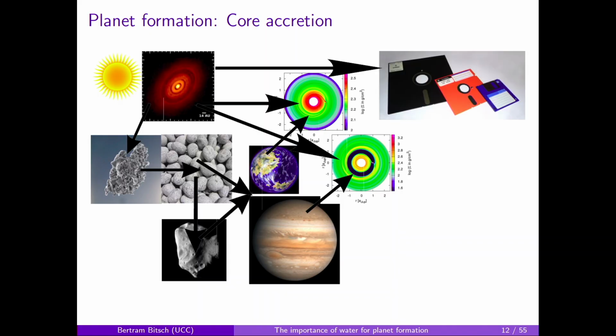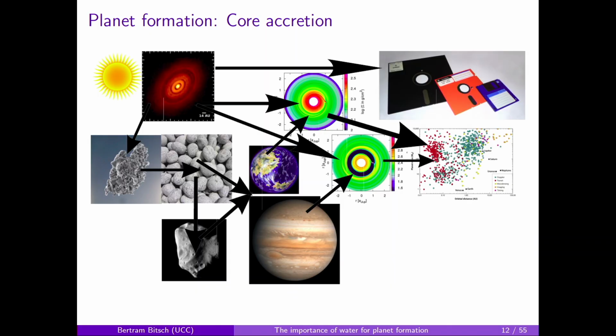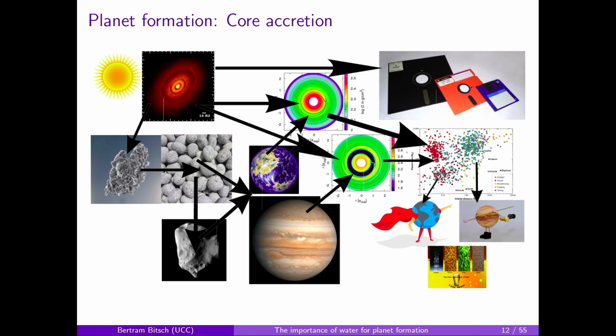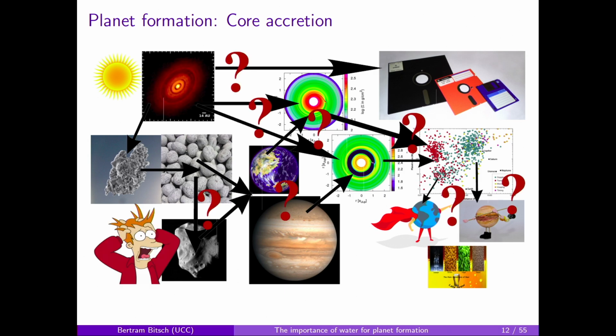We have to then take all our models together and combine this to see what kind of planets we can form. We have to care about super-Earths. We have to care about the giant planets. And then we have to care about the composition, what these planets are actually made of. And this is all very, very confusing. And you can lose a lot of hair, as you see here.